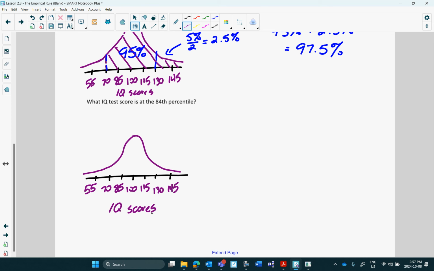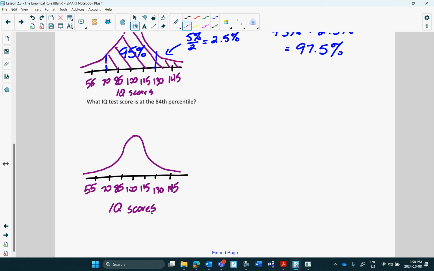Now this is a little bit of a different question. What test score is at the 84th percentile? Doesn't that mean that what test score is 84% of all the test scores the same or below? That's what the 84th percentile is. So it's obviously like this.